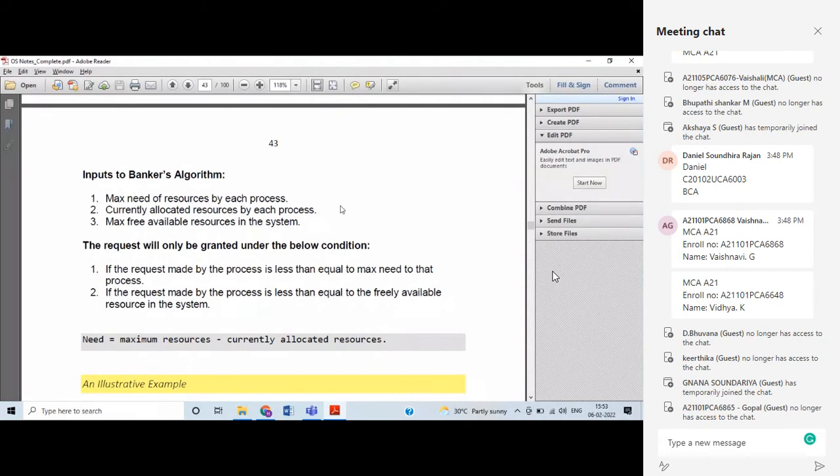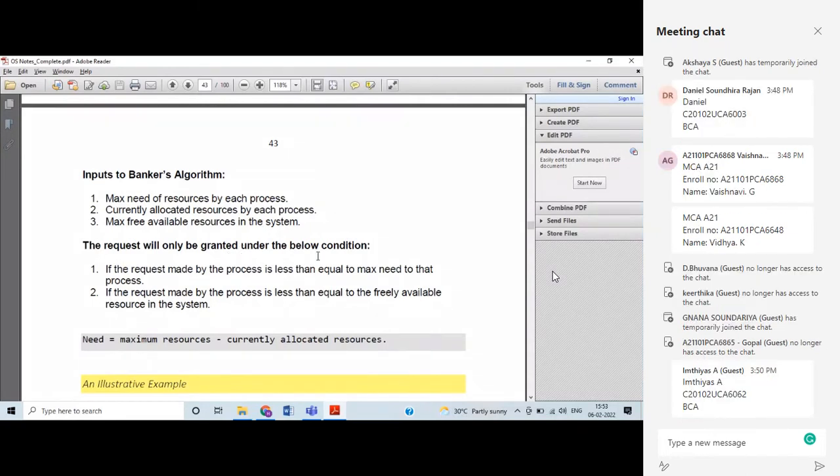The first one is the maximum need of resources by each process. For example, say A, B, C are the resources. So we will first input the maximum need of the resources, the currently allocated resources by each process, and the maximum free available resources.